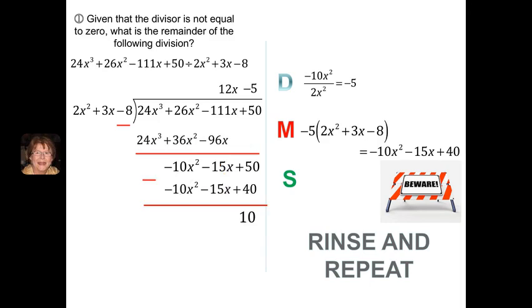Remember, the question is, what is the remainder of the following division? The remainder is 10. If they ask you what the remainder is, the answer would be 10. If they asked you about the result, your result would be 12x minus 5 with that remainder. Let's do one more example.